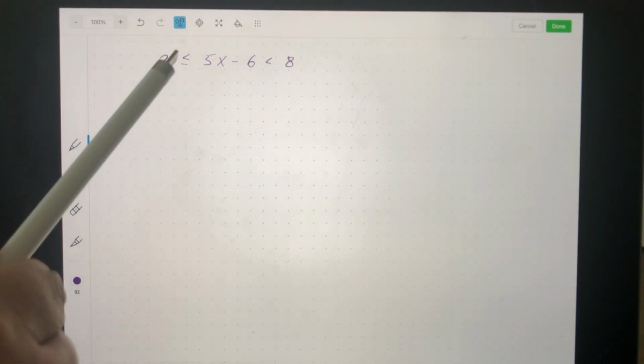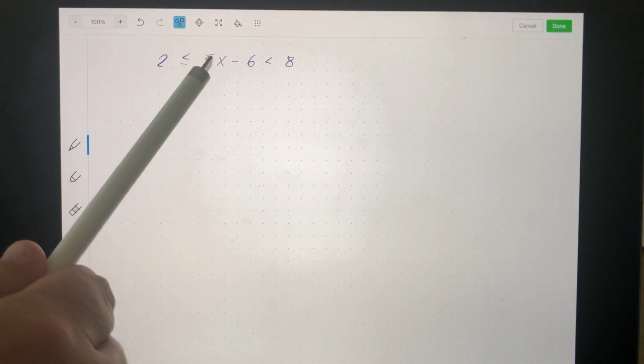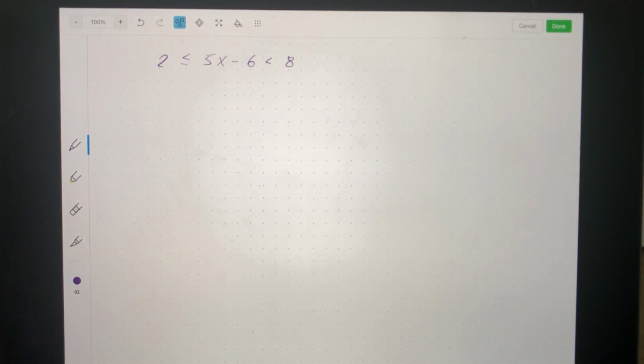In this video, let us solve a double inequality. So here is an example. We have 2 less than or equal to 5x minus 6 less than 8. This inequality has 2 inequality symbols, but one unknown. So how can we solve it?